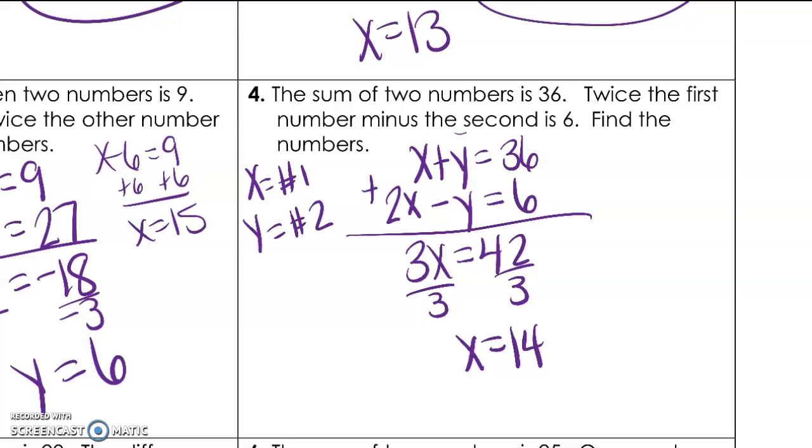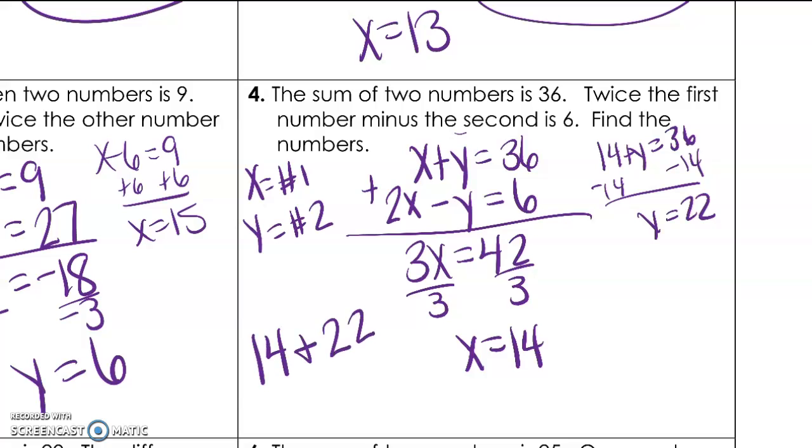All right, so again, you can plug it back in. 14 plus y equals 36 and solve. But again, since you know their sum is 36, you should just be able to do 36 minus 14. And y equals 22. So 14 and 22 is what you would write for your answer.